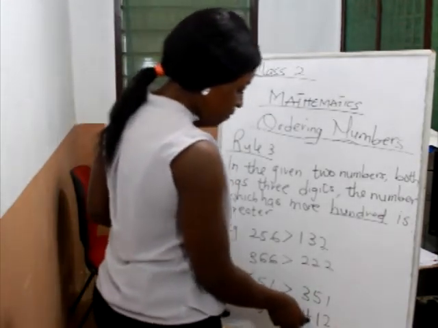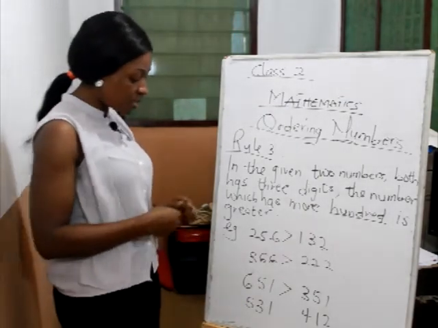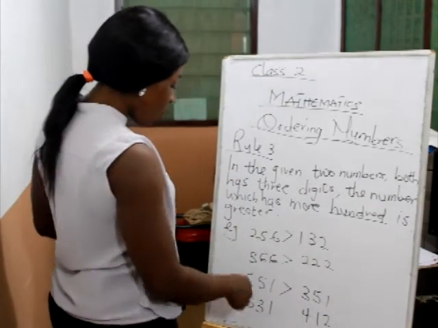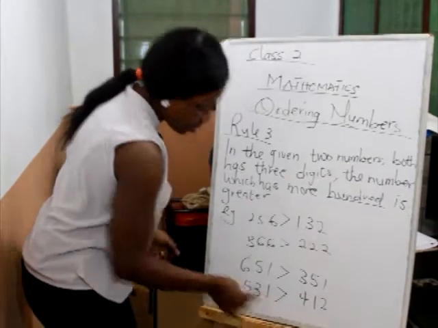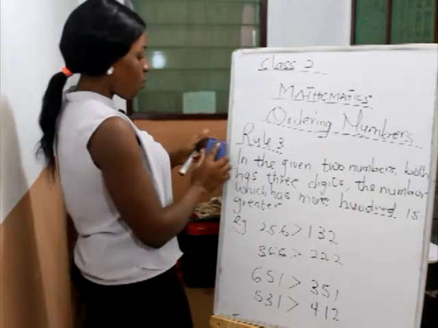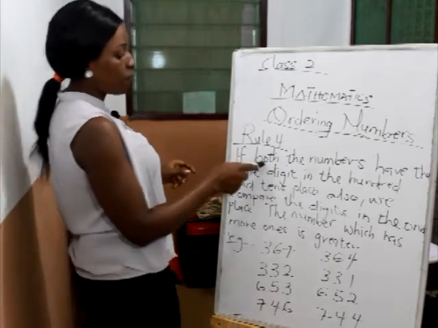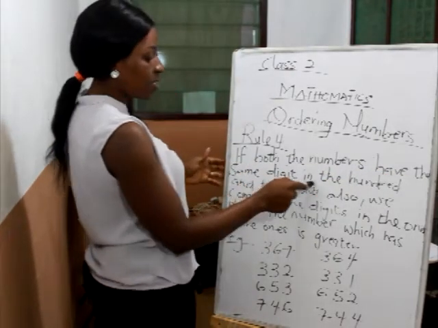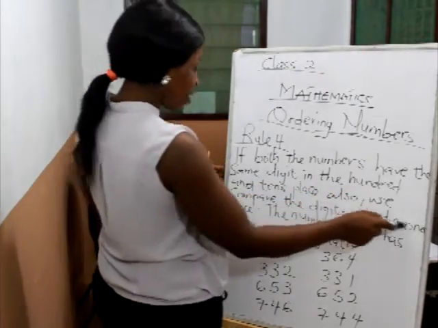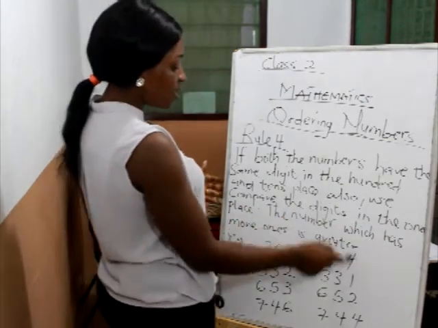531 and 412. 531 has 500 and 412 has 400. So 531 is greater than 412. So we are moving on to rule number 4. Rule number 4 is saying if both the numbers have the same digits in the hundreds and tens place also, we compare the digits in the ones place. The number which has more ones is greater.